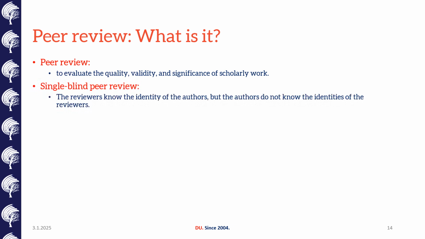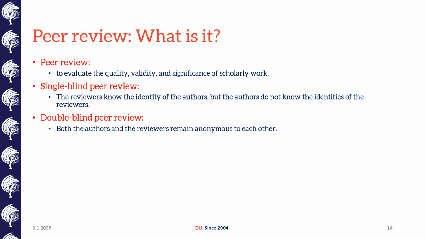Single blind review. The reviewers are aware of the identity of the authors, but the authors do not know who the reviewers are. This might help reviewers give honest feedback with no fear of retaliation, but could introduce bias if the reputation of authors influences reviewers.